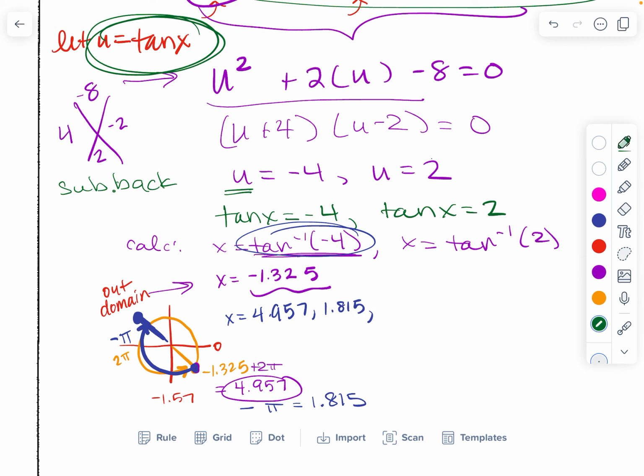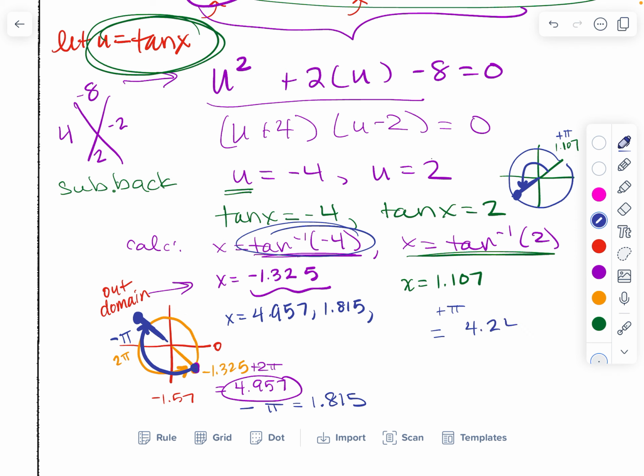Okay? All right, let's look at the other case here. When does inverse tangent equal 2? Well, if I plug that in my calculator, I get x equals 1.107. So remember, that's going to give me here in the first quadrant 1.107. Well, I know also in a full circle, pi away from that, tangent is also going to be positive. So if I add a pi to that value, we get here. So 1.107 plus pi will also equal 4.248.